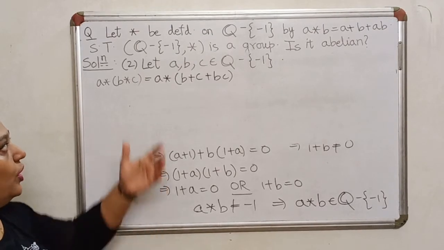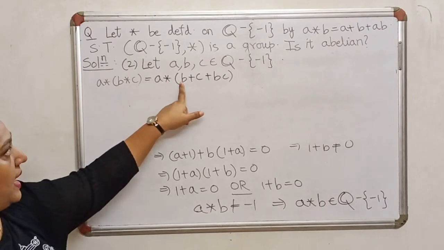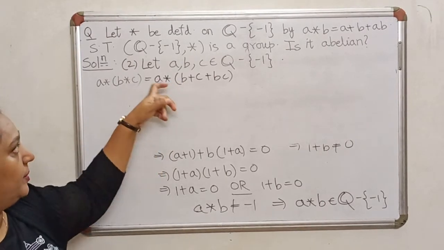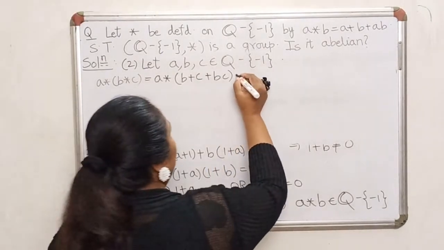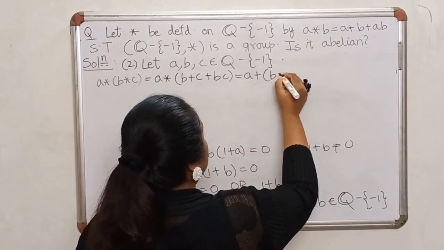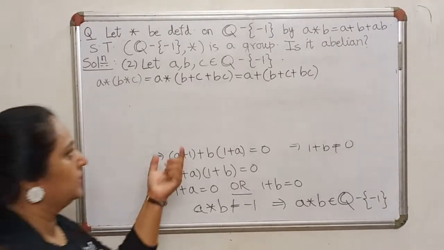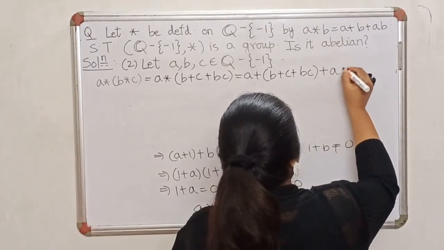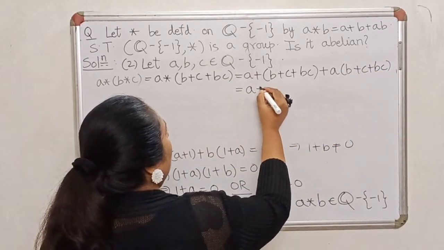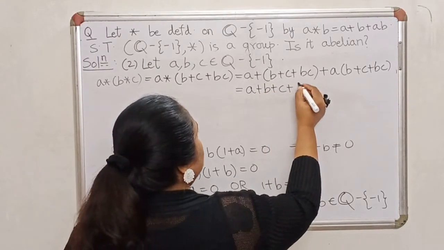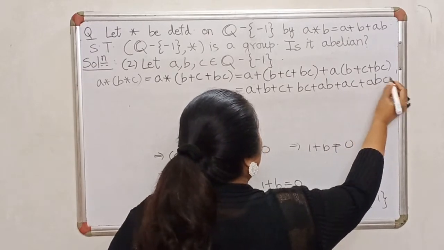Now I want you to think of the whole bracket as our second element. So a star this element. So it will be first element plus the second plus product of the 2. Our second element is that entire expression in the bracket. So it is first plus the second plus product of the 2 elements. So if I simplify, I'll get a plus b plus c plus bc plus ab plus ac plus abc.